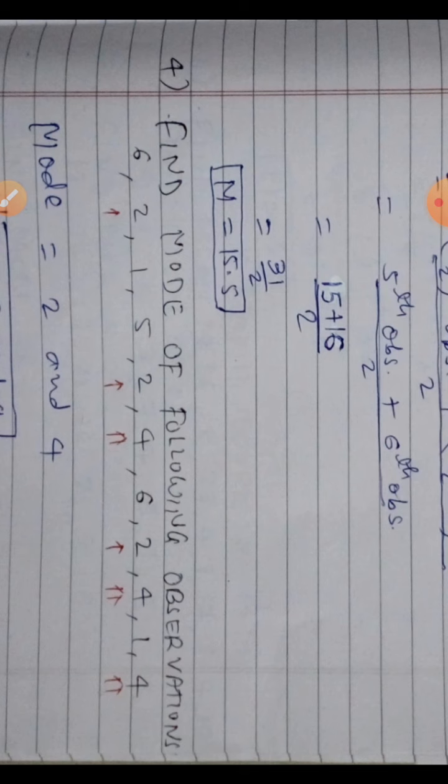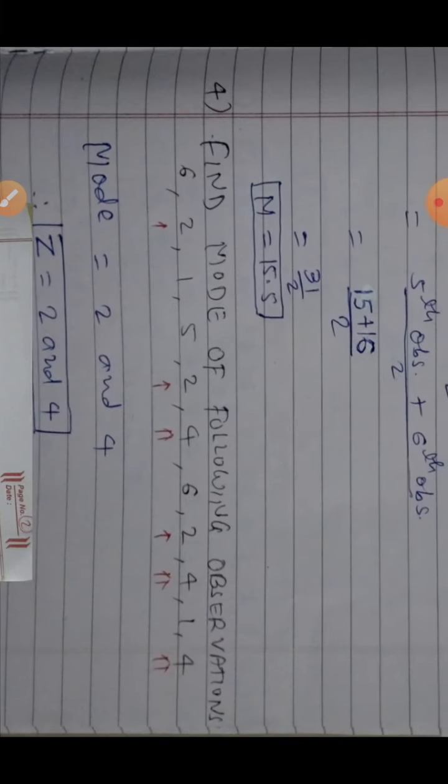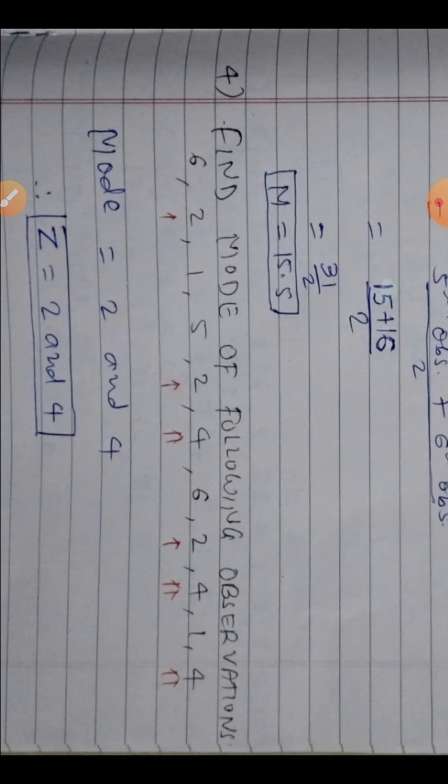Here in a single arrow I have marked 2, 2, 2, 3 times, 4 also 3 times. 6 is repeating but 2 times only, so it is gone. Now 3 times, how many observations? 2. So the mode is 2 and 4 both. Okay, we already discussed that.